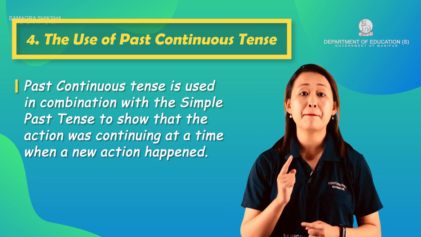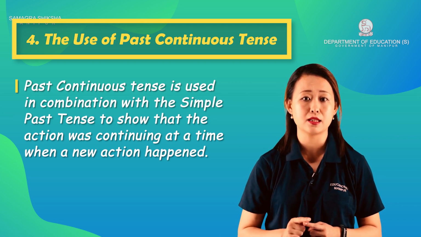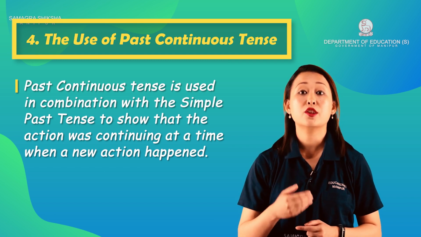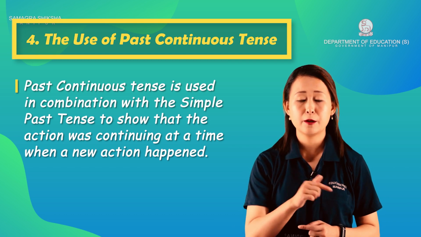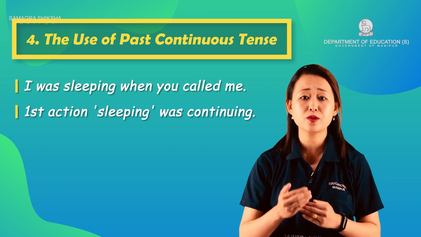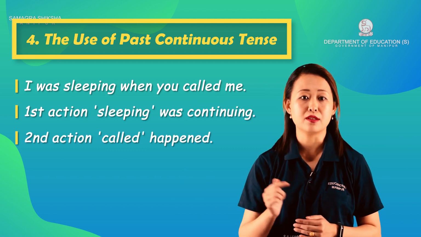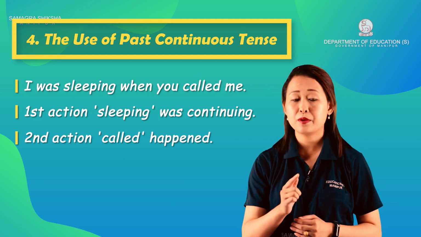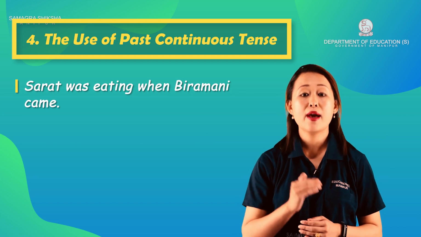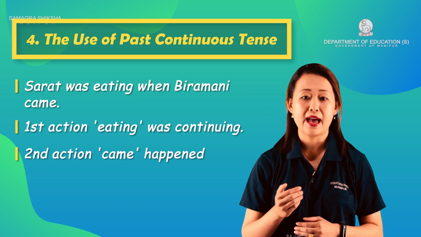Now, very often, the past continuous tense is used in combination with the simple past tense to show that the action was continuing at a time when a new action happened. Here, I was sleeping when you called me. When the action sleeping was continuing, the second action called happened. The second example that I gave you, Sarat was eating when Biramani came. When the action eating was continuing, the second action came happened.